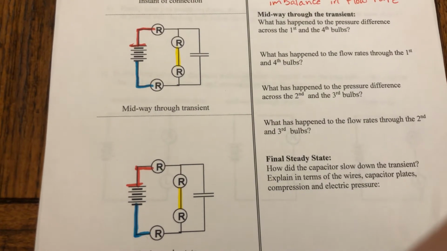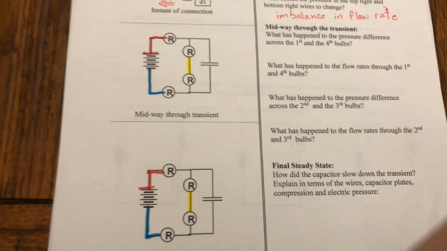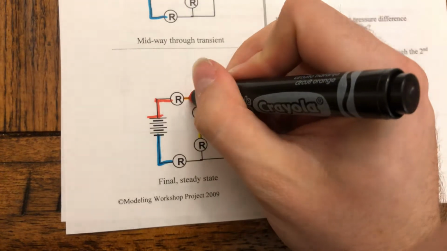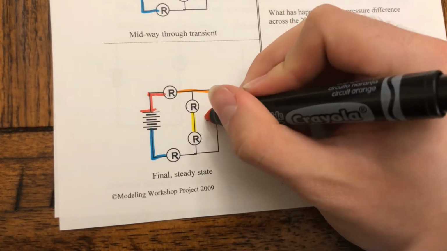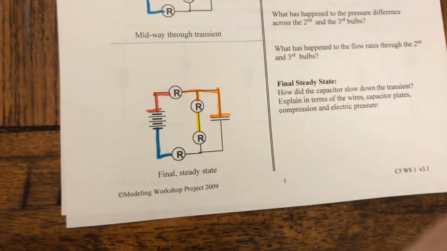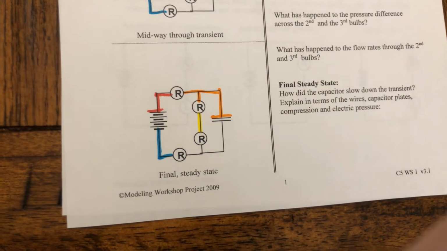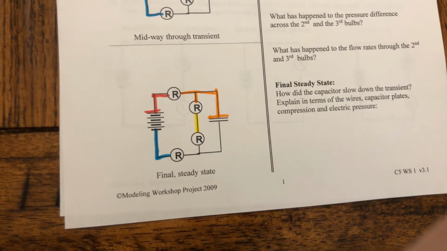So then at the end, what we'll work towards with our steady state is for this wire here to be orange and for the wire at the bottom to be green.